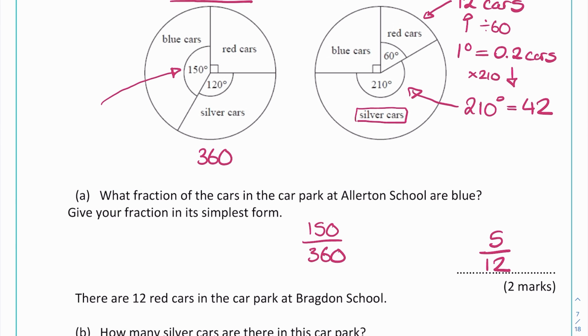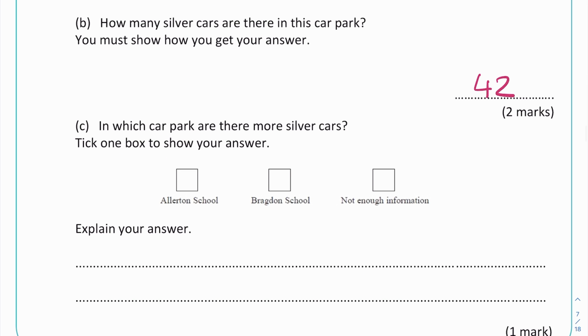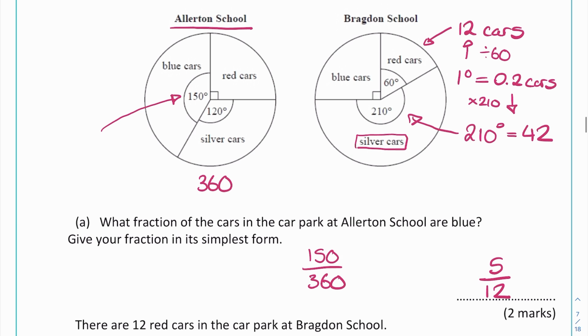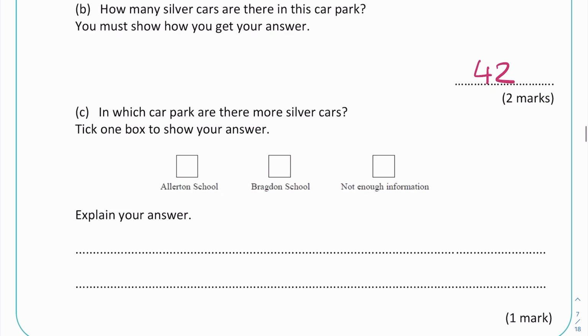For part C, it says, in which car park are there more silver cars? Tick one box to show your answer and explain your answer. Well, looking at these, we don't actually know how many cars there are in any part of the Allerton School. So we don't know how many red, blue or silver. So without any more information, we actually couldn't answer this question. We would need to know at least one of the cars in Allerton School to find out how many there were silver. But because we don't have any information about Allerton School, we just simply don't have enough information.